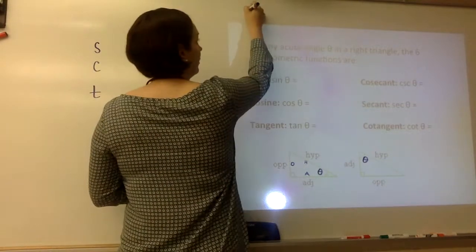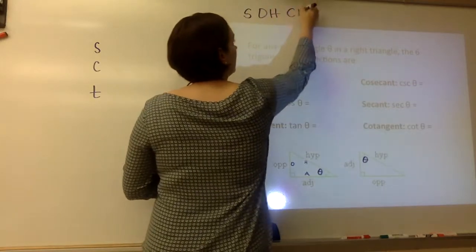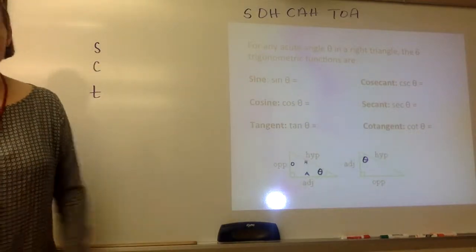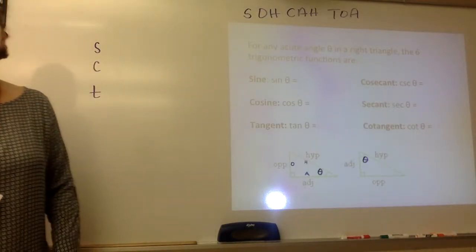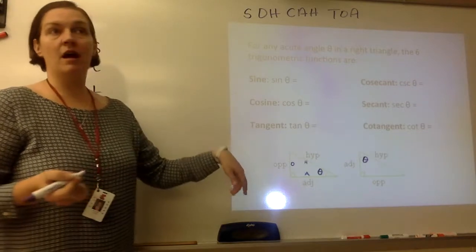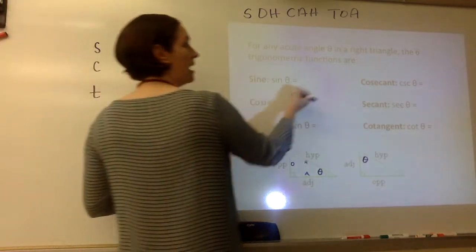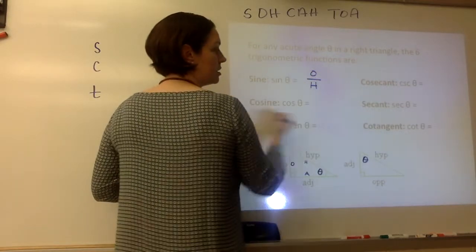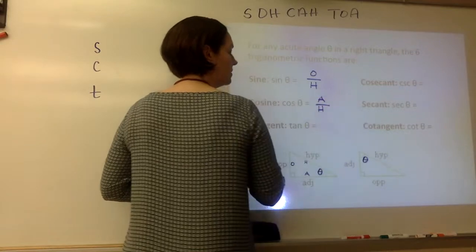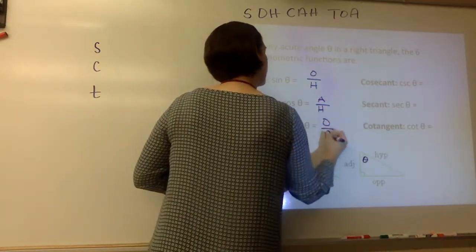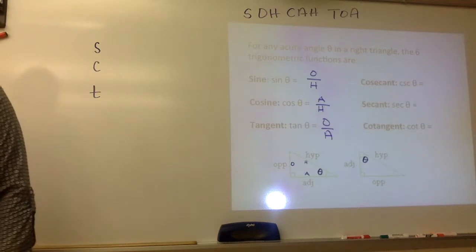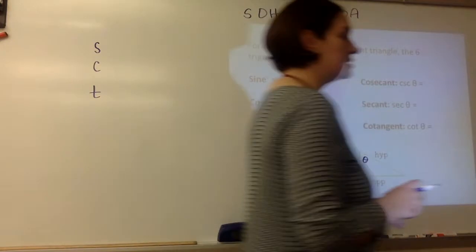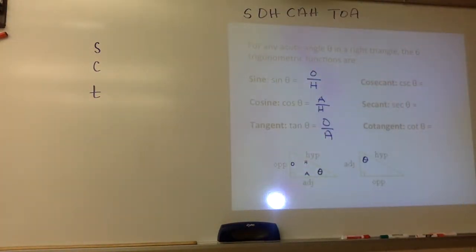So some of you have heard of SOHCAHTOA. I didn't learn it until I came here, so it's not something that's used universally. It is an acronym to represent the correct ratios. So sine is going to be opposite over hypotenuse. Cosine is adjacent over hypotenuse. Tangent is opposite over adjacent. Okay? Those 3 equations are ones that you should have worked with before.